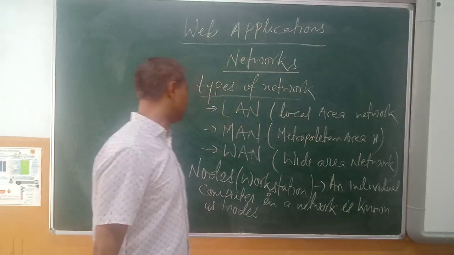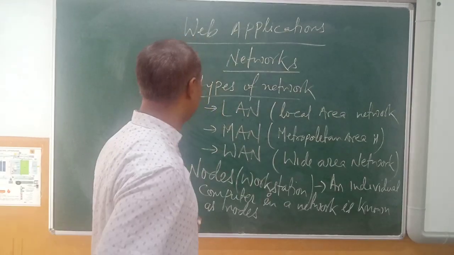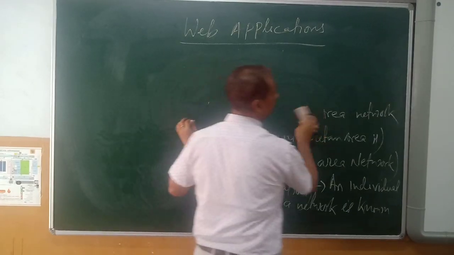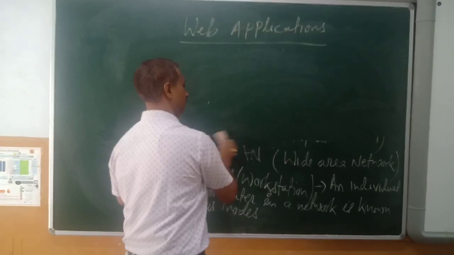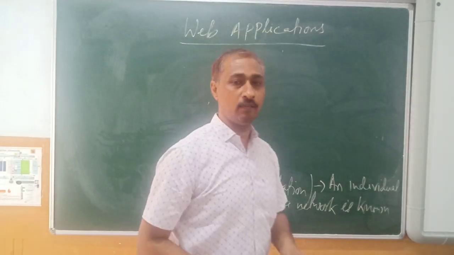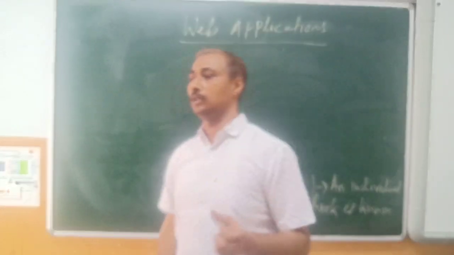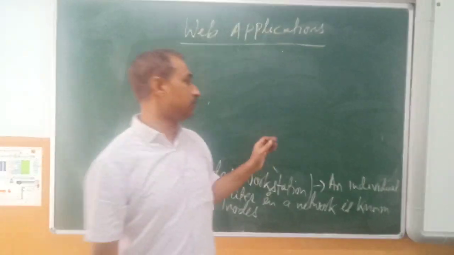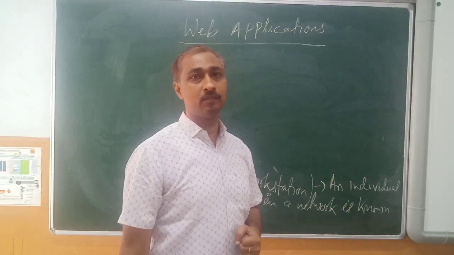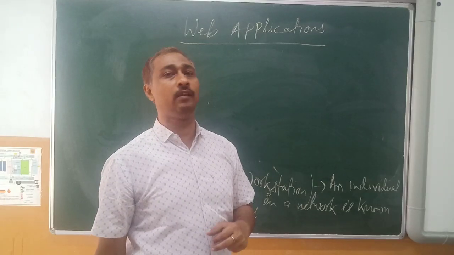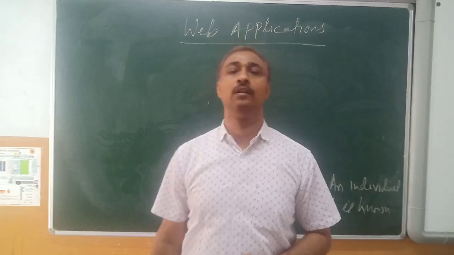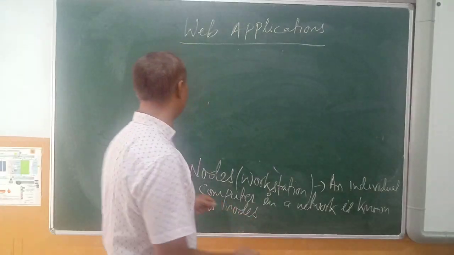Next one is server. Whenever we are creating a network, we are having a structure. The normal computers are controlled by a special type of computer that is known as server. Server is controlling all the other devices or the resources which are connected in that particular network.